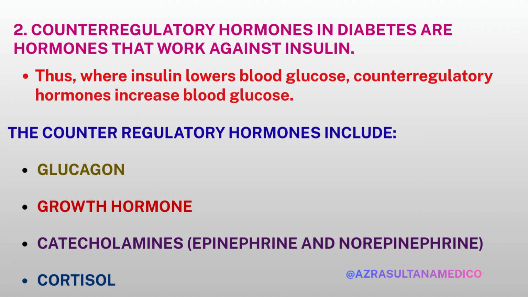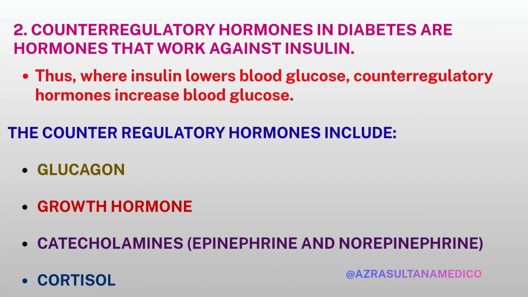Counter-regulatory hormones in diabetes are hormones that oppose the action of insulin. While insulin lowers blood glucose levels by promoting glucose uptake and storage, counter-regulatory hormones increase blood glucose levels by stimulating glucose production and reducing glucose utilization. The main counter-regulatory hormones include glucagon, which stimulates the liver to convert glycogen into glucose, glycogenolysis, and to produce new glucose, gluconeogenesis, thereby raising blood glucose levels.